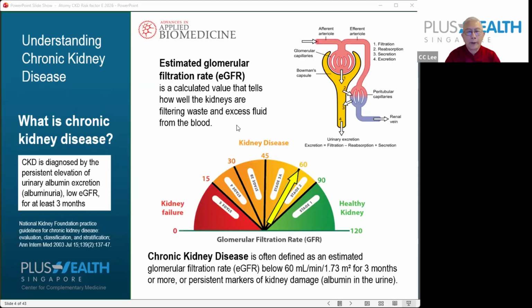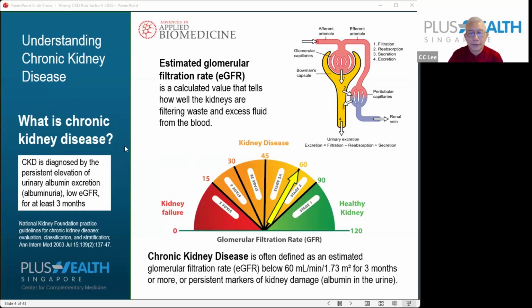So, when we go for a kidney function checkup, very often in the blood test report itself, we have an indicator that is called eGFR. What is eGFR? eGFR basically is a term for estimated glomerular filtration rate, which is a calculated value that tells how well the kidneys are filtering waste and excess fluid from the blood. So in short, it represents the filtration function of your kidney, right?